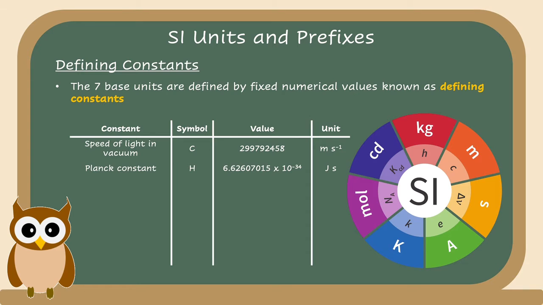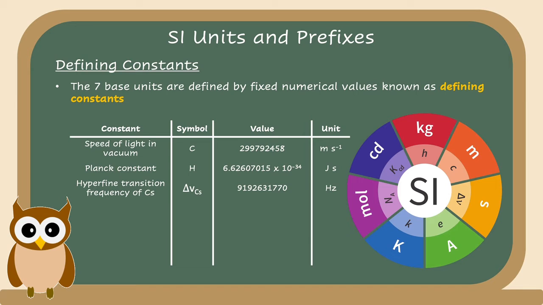and iridium, as it was discovered that the cylinder had mysteriously lost 50 micrograms since its creation. The kilogram is now redefined in terms of the Planck constant, which has a value of 6.62607015 times 10 to the power of minus 34 joule seconds.